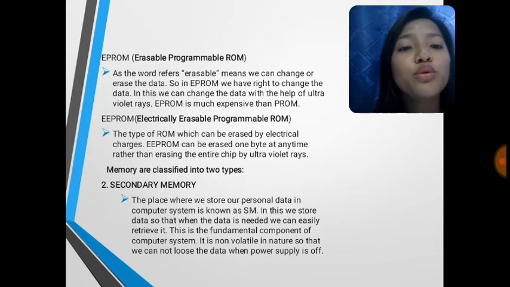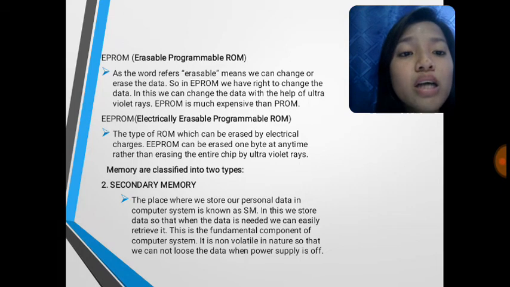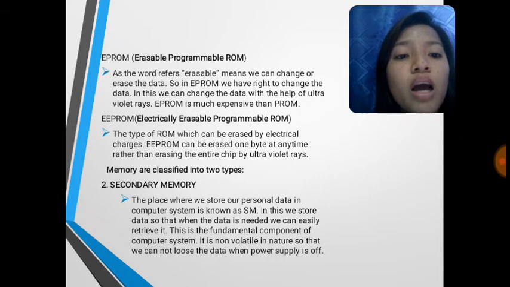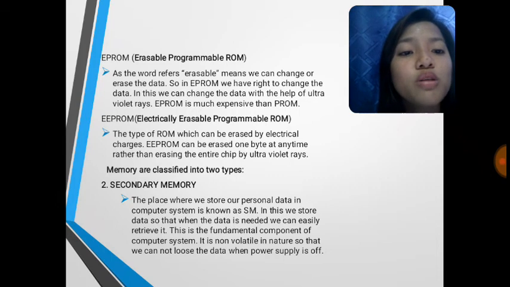Memory is classified into two: primary and secondary. The place where we store personal data in a computer system is known as secondary memory. In this we store data, and when the data is needed, we easily retrieve it. This is a fundamental component of a computer system. It is non-volatile in nature so that we do not lose the data when the power supply is off.